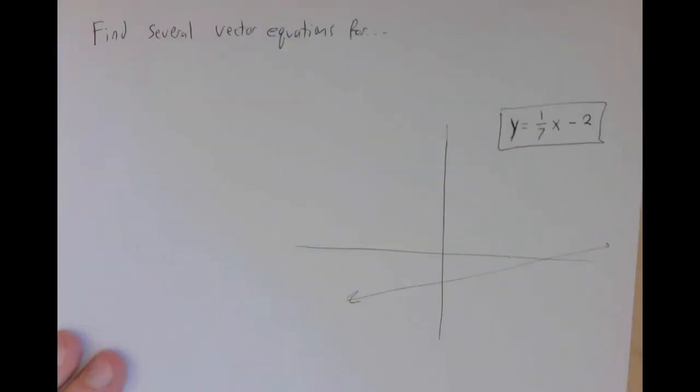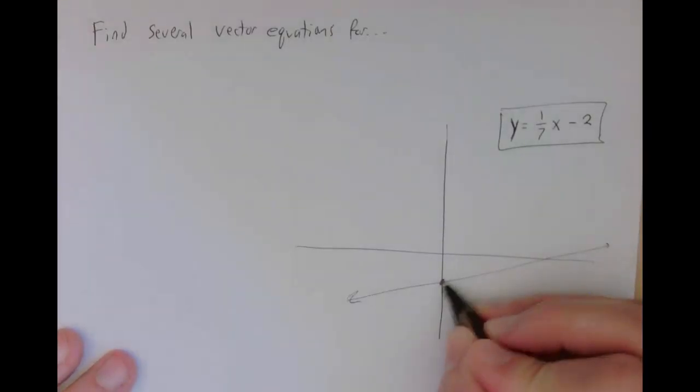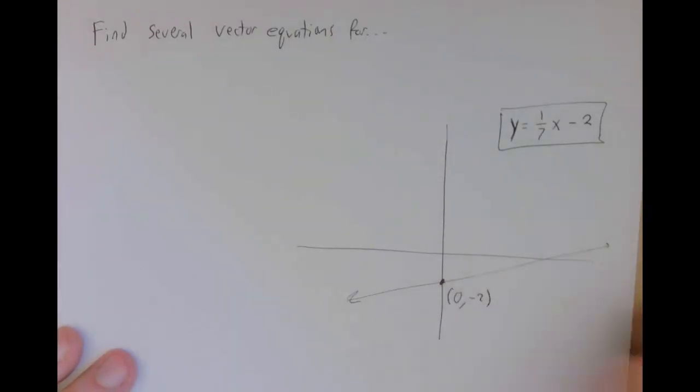One of the things that we emphasized was that there are lots of different vector equations that can describe a linear path like this. So if we've got the line y equals 1/7 x minus 2, you know that the y-intercept is at 0, -2. The 1/7 is the slope, so it means that starting from anywhere on this line, if you go right by 7, you will go up by 1. That's describing the direction that we're traveling, and that's true no matter where you start.